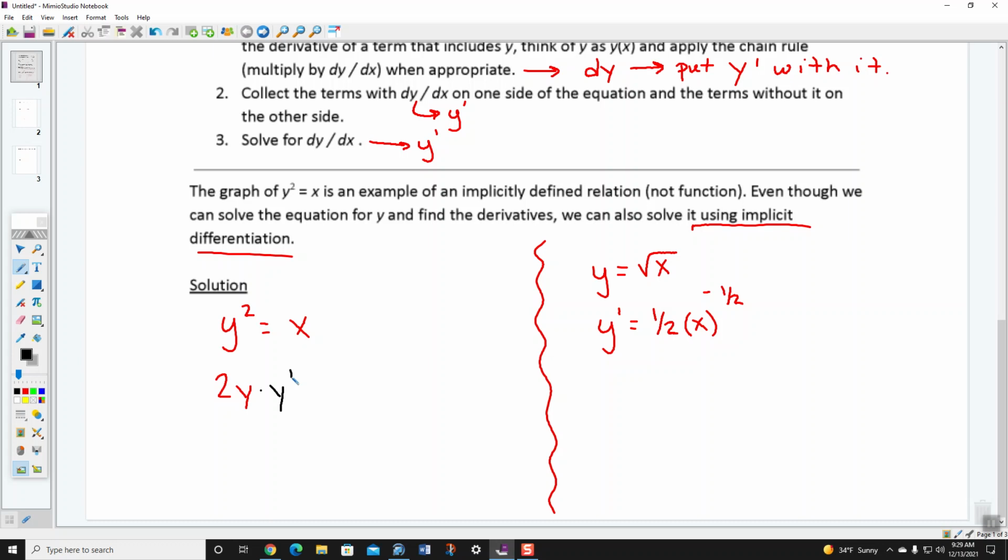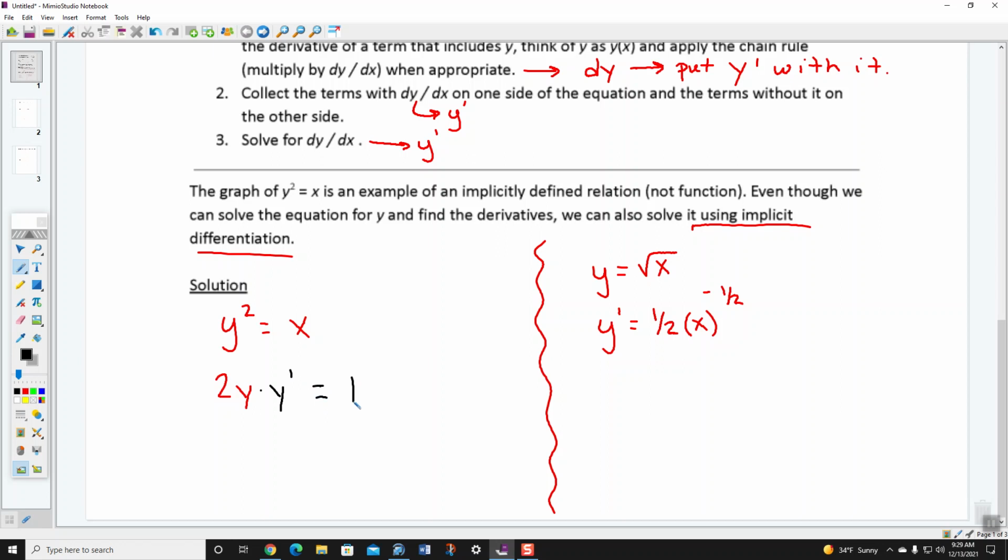And think about this right up here, kids. What's the derivative of y, right? 1. Isn't that like 1 y prime down here? Yeah. Okay, you've done the same thing in the past. We're just putting it in a different context today. Okay? So this is like 2y y prime equals the derivative of x. Well, what's the derivative of 1x, kids? 1. Okay. Now, next part is get y prime all alone.